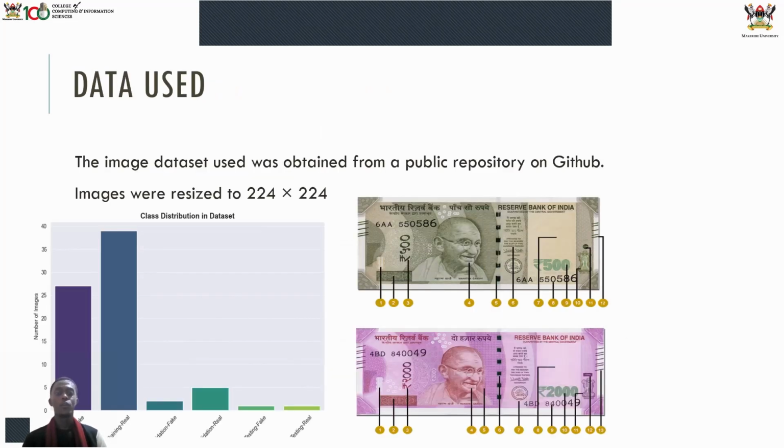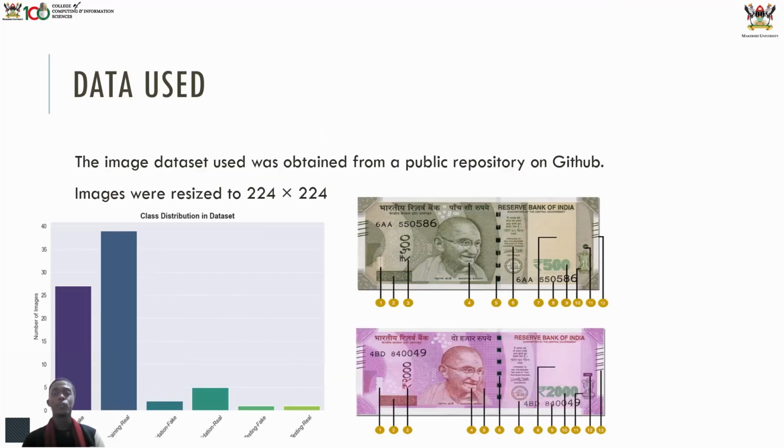Then the data used was obtained from a public repository on Git. Image processing techniques we used there were to first resize, and then also some noise reduction. The data set included dimensions of 500 Indian rupee, as you could see, and then also the 2000 Indian rupee. And it's just a class distribution of the data in the data set.